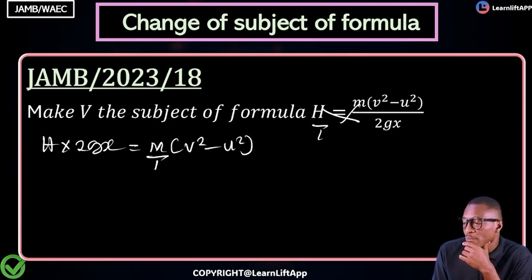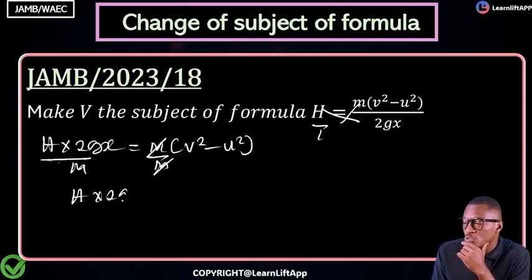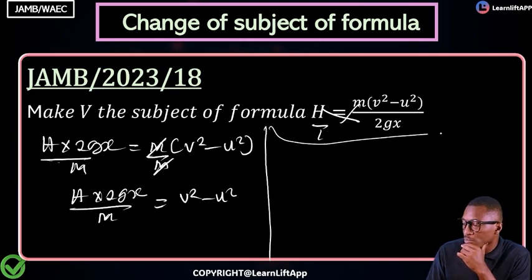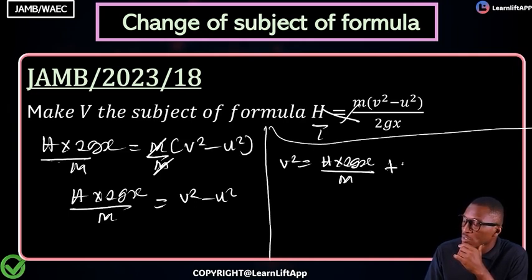So divide both sides by m. Divide here by m. Divide here by m. What you do to the right hand side, do it to the left hand side. So this m cancels this m. So we're going to have h times 2gx all over m is equal to v squared minus u squared. So I'll move u squared. If I move u squared now, v squared is equal to h times 2gx all over m plus u squared.